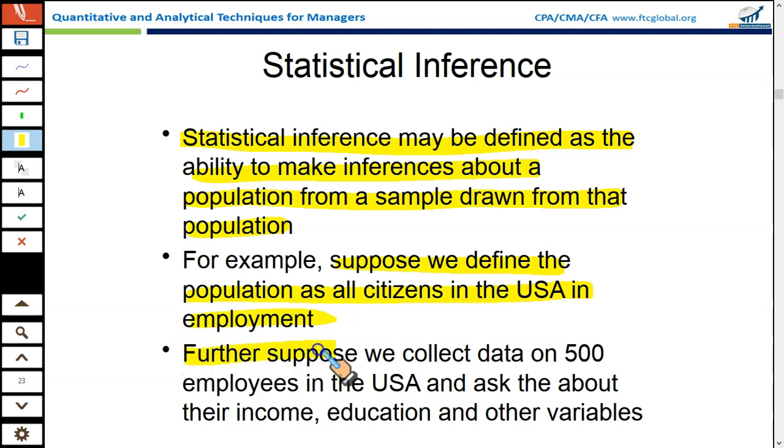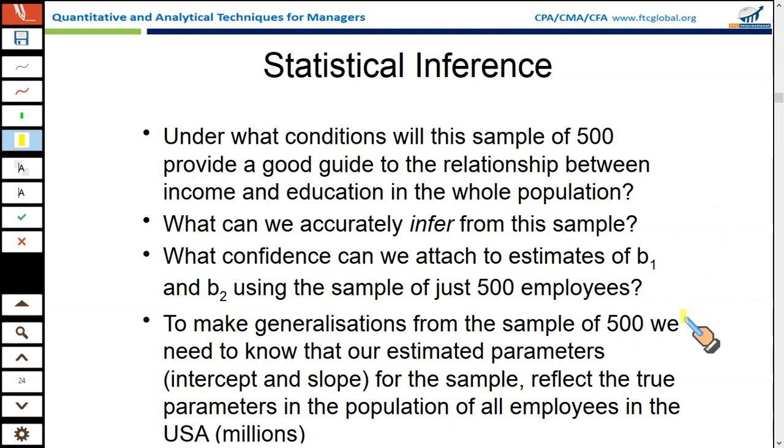Further, suppose we collect data on 500 employees in the USA and ask them about their incomes, their education and other variables. We can't ask everyone in the entire US population, so we have taken a few. These few are called a sample in statistics. Under what condition will this sample of 500 provide a good guide to the relationship between income and education in the whole population? Because based upon our results on these 500 individuals, we are going to make some conclusion or some inference about the whole population.